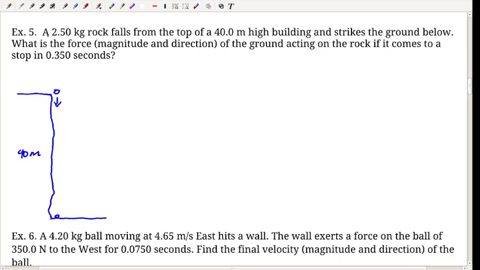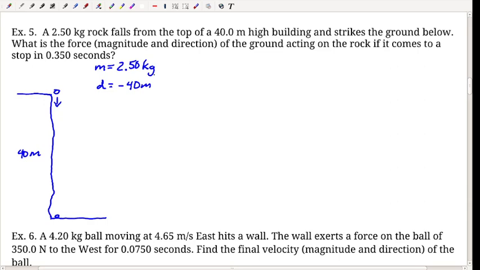So I've got a mass, 2.5 kilograms. And the rock falls from the top of a 40-meter high building. Now, this 40-meter high building is the height of the building. It's actually not quite the displacement of the rock. If you remember, the rock is falling downward 40 meters, so the displacement of the rock is actually going to be a negative 40 meters to indicate that it's falling and strikes the ground below.